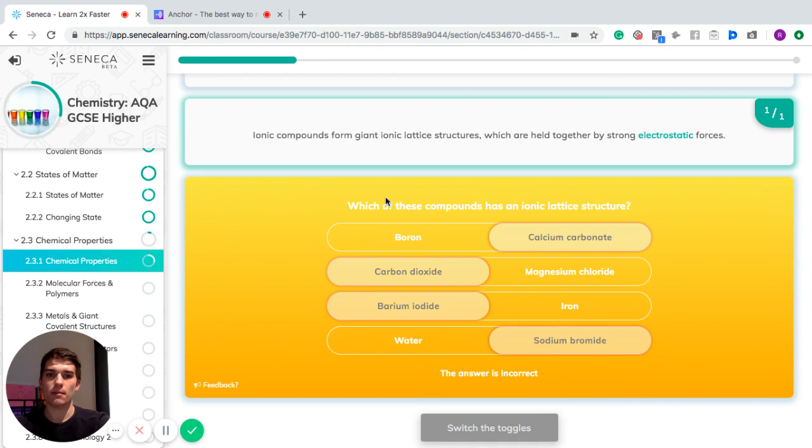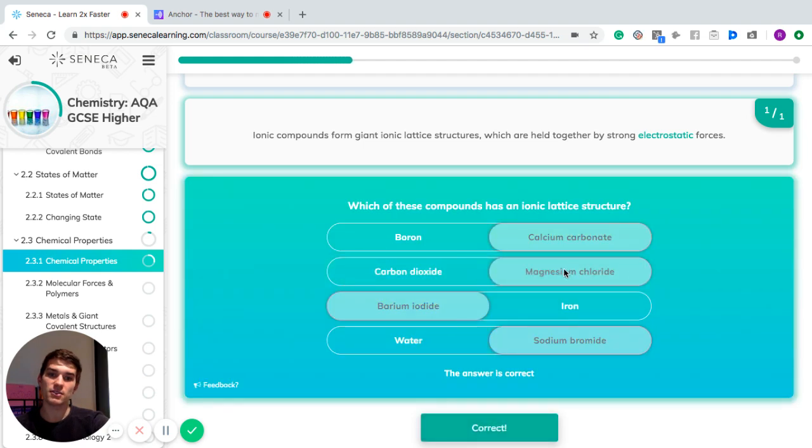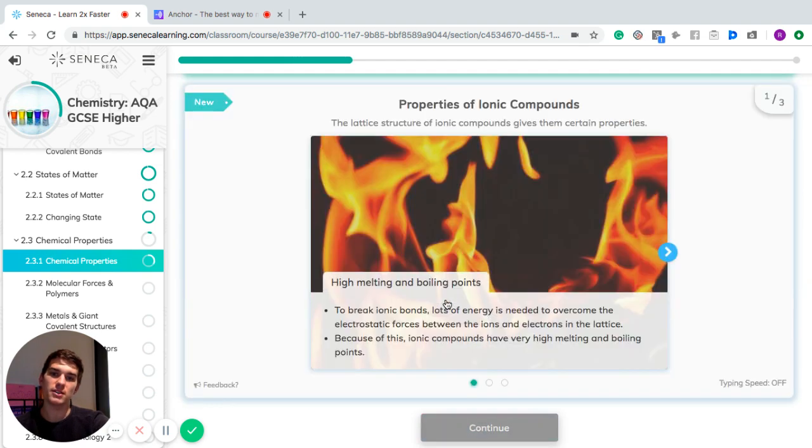Just to recap that a bit more, which compounds are ionic lattice structures? So we're looking for ionic compounds when we're thinking about ionic lattice structures. Calcium carbonate is an example of an ionic compound. Magnesium chloride is another example. Barium iodide is another example. Now, the lattice structure of ionic compounds gives them some properties.